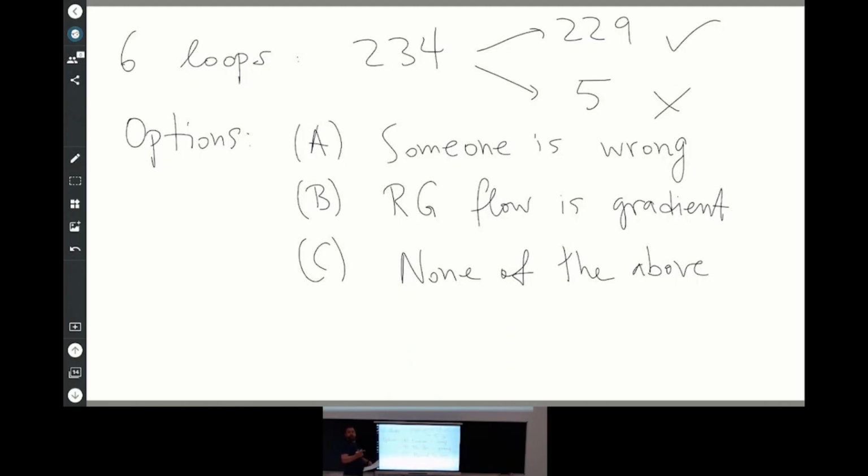So, you see another option, Silvio? Well, many people could be wrong. So I could be wrong. The people that computed the beta function could be wrong. Or all of us could be wrong in how we interpret what the RG flow is. Okay? So these are the options. Sorry? All of the above? Okay.